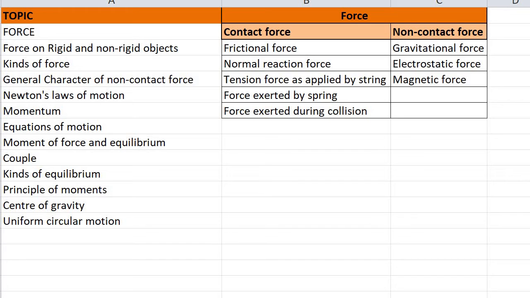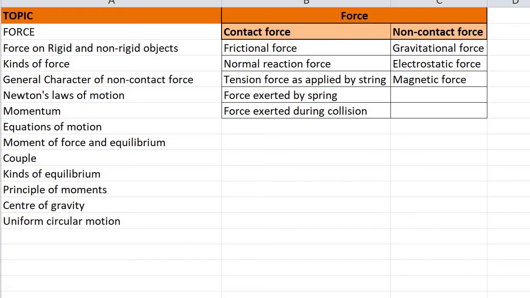Now, they can ask you a question like what are the two main effects that force produces? So the two main effects are: it can change the state of rest or motion of the body, that is, it can produce motion in the body, and it can change the size or shape of the body. That is, it can change the dimension of the body.